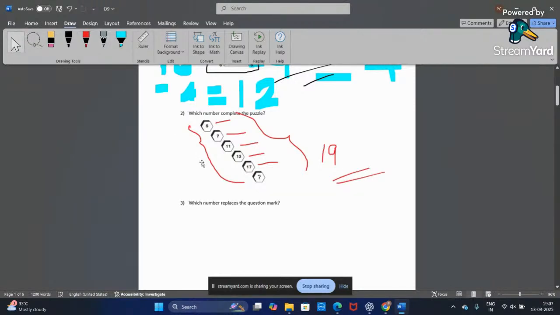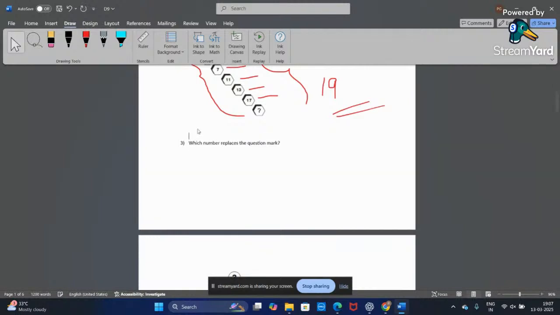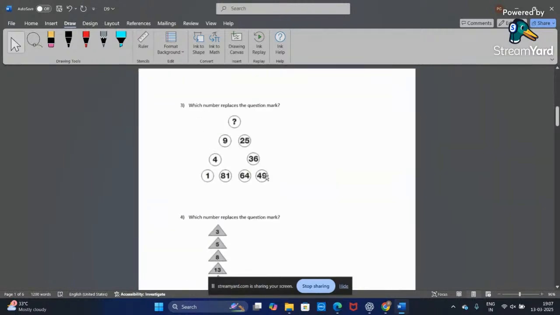Now solve the third one. Try to analyze first and solve the problem. Look at the question. Here it is 1, here it is 4, and here it is 9, right? And here it is 81, 64, 49. These are the square numbers. So which number is missing here?